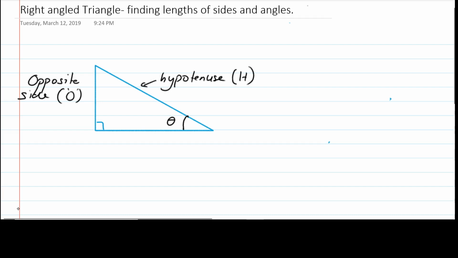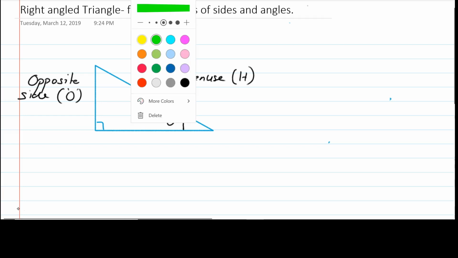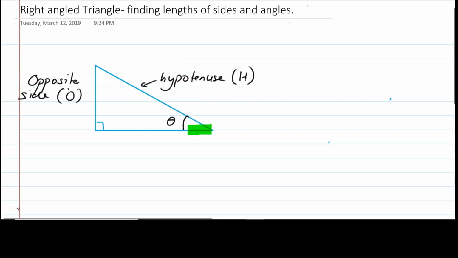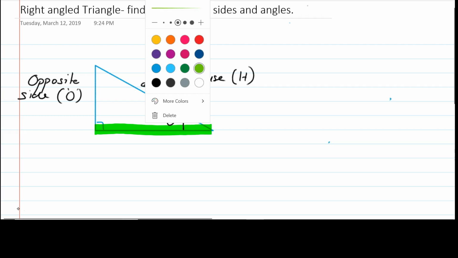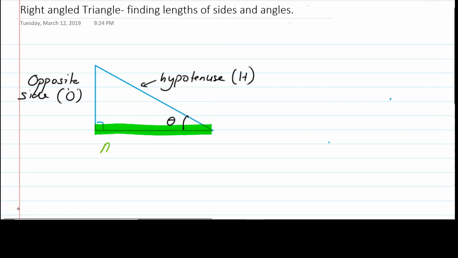And this side, the side that is adjacent to the angle theta, so I think the best thing for me to do is to color code this. So I'm just going to highlight this using that. So this side over here is the adjacent side. So that is the adjacent side, and we'll label this as A.